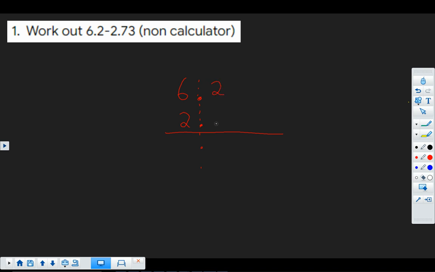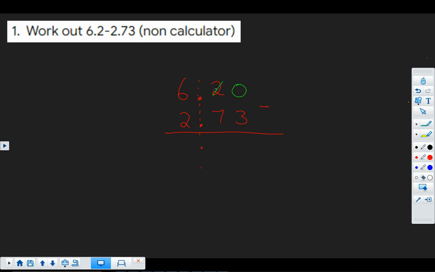So we start with 6.2 and we're taking away 2.73. First point to be sure of here is that this is a 0 in this space here. Okay, and we're going to start at the right and work left. So first of all, 0 take away 3. Well, 3 is bigger than 0.